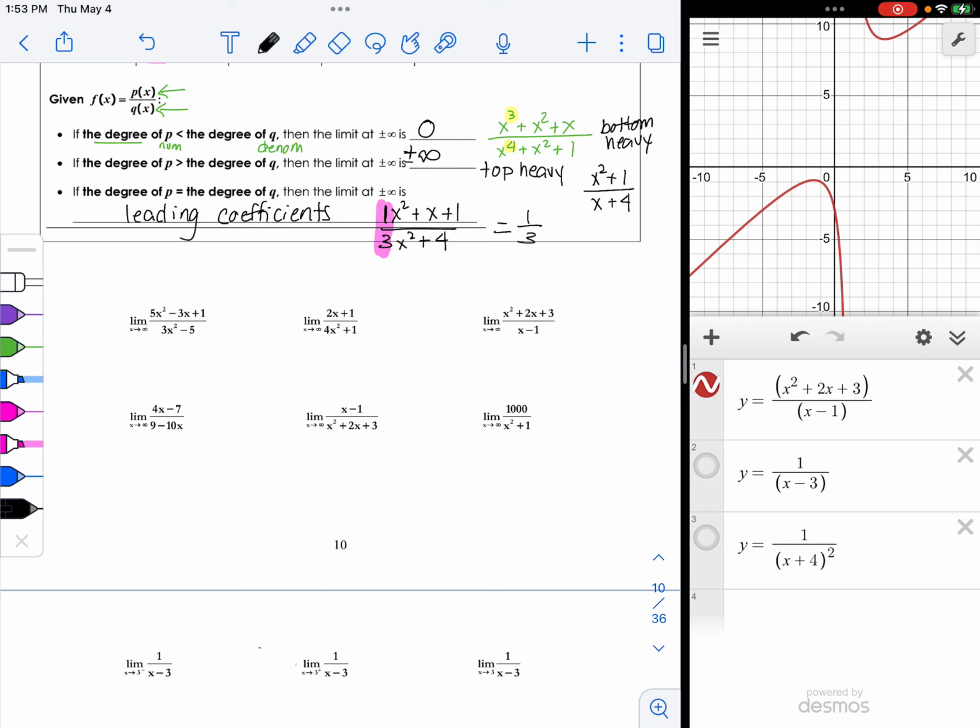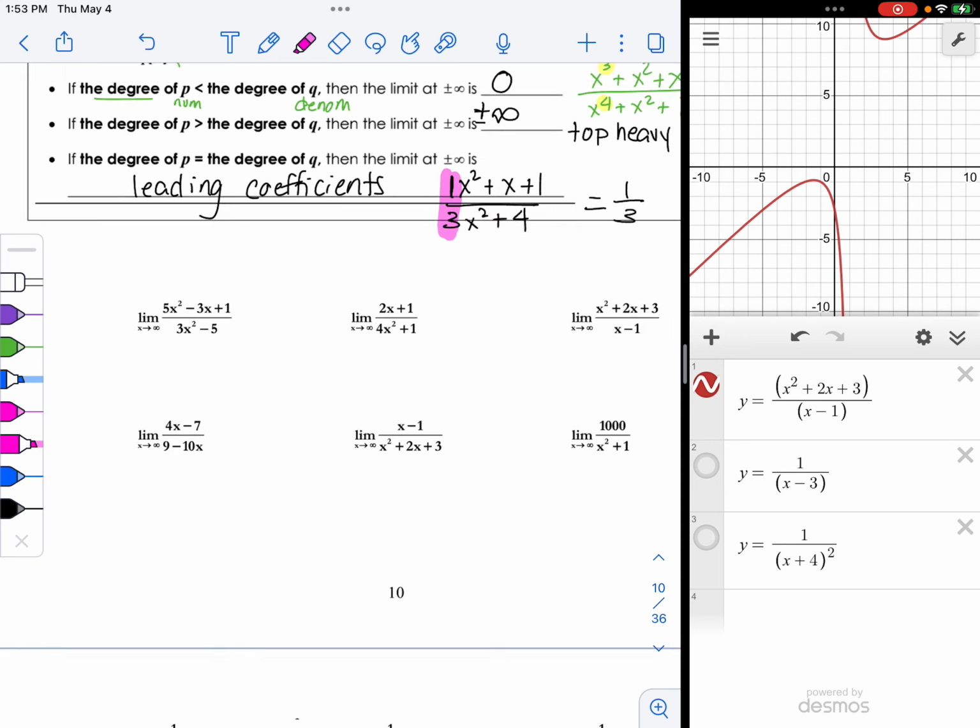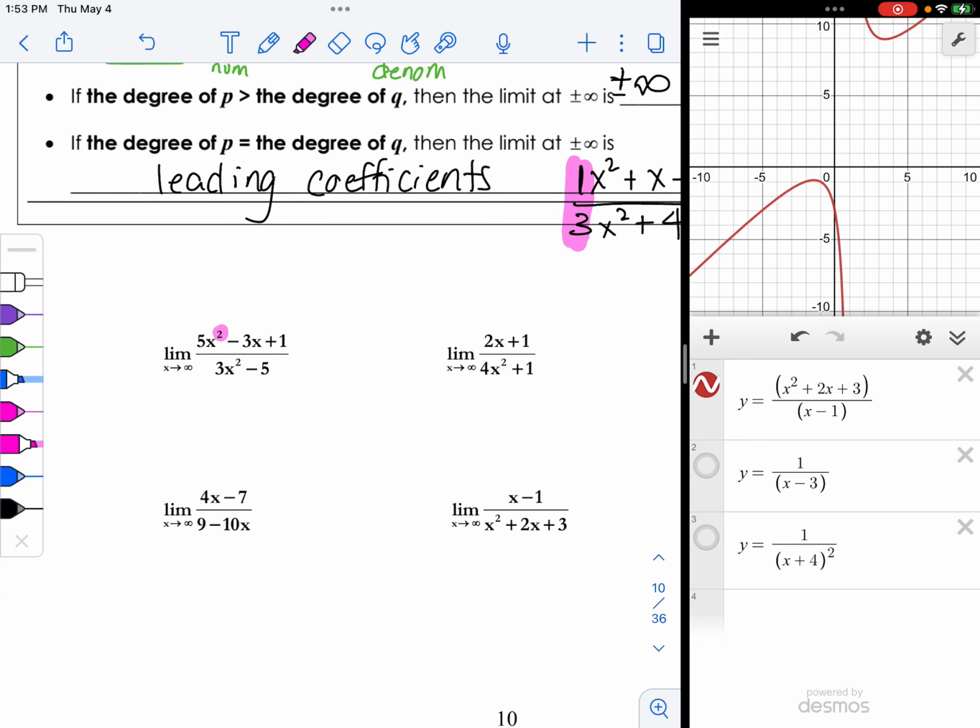So looking at this first scenario, I see that my degree of my numerator is a 2, as well as the degree of the denominator. So this limit, this horizontal asymptote, will be at 5/3.